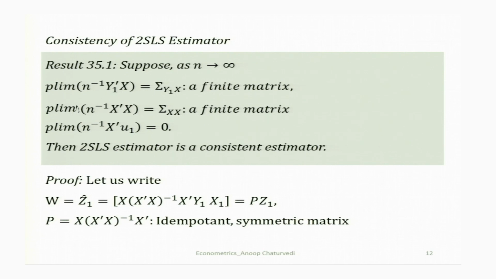Then we prove the consistency of the 2-stage least square estimator. Suppose as n tends to infinity, the probability limit of n inverse Y1 transpose X is sigma Y1X. This is a finite matrix. Then the probability limit of n inverse X transpose X is sigma XX. This is also a finite matrix. And the probability limit of n inverse X transpose u1 is equal to 0. Then the 2-stage least square estimator is a consistent estimator.